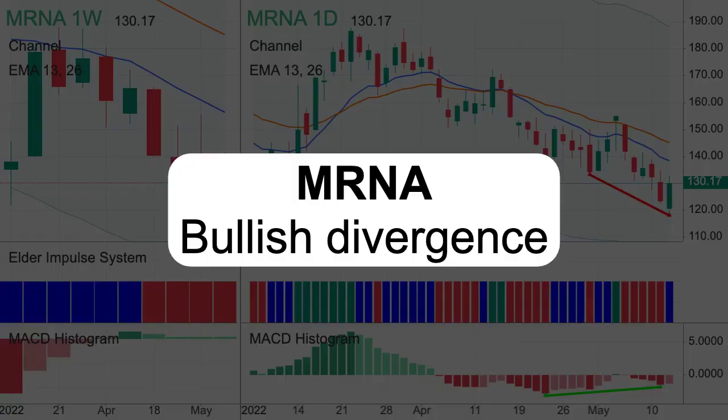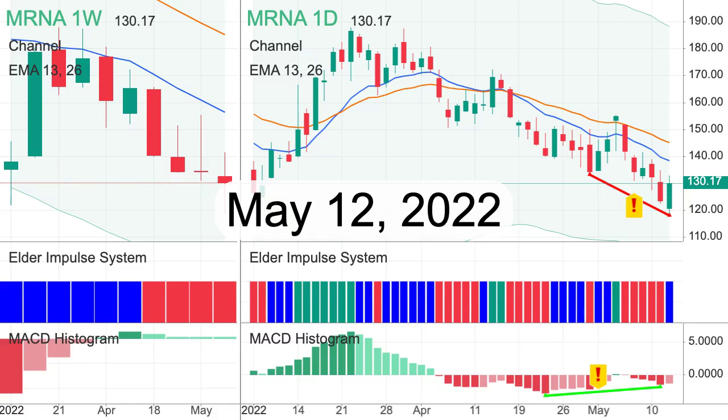Let's consider the stock of Moderna Inc. On May 12, 2022, a bull divergence formed in a downtrend. This is a strong buy signal. There is a first light bar on the histogram. Are you ready to submit a buy order?